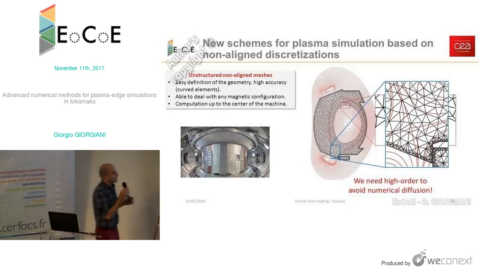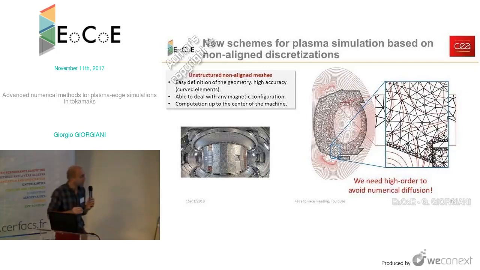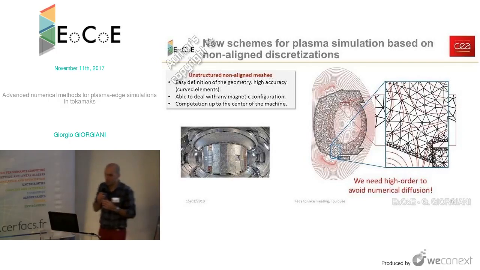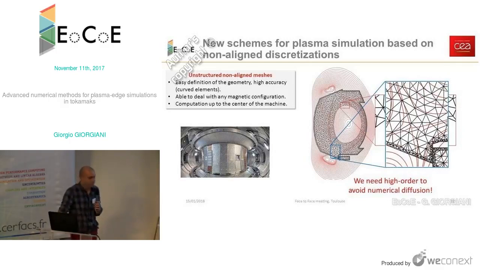For example, here, you can see that with the use of curved elements, I can describe this curved boundary without the need of refinement. And we can also deal with any magnetic configuration. In fact, there is nothing to do to consider X points like in this case. Here you can see that we don't have anything to do to consider these X points because the mesh is completely non-aligned. And we can compute up to the center of the machine.